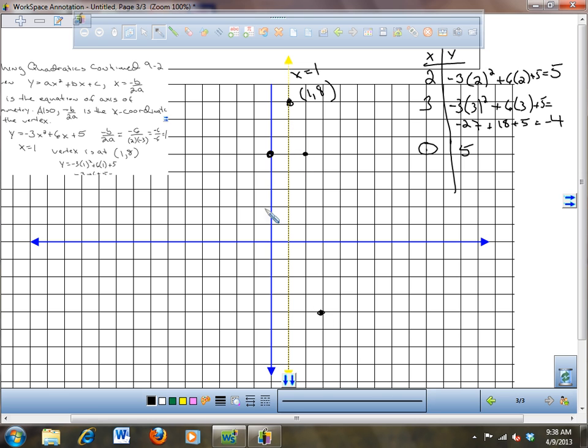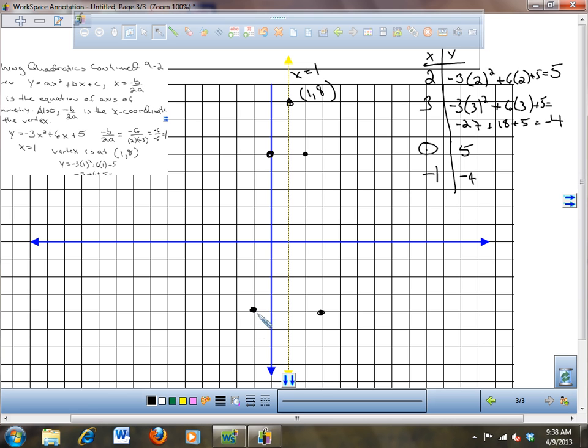And when I plug in negative 1, I'm going to get the point that's symmetric to this point. So that's going to be negative 1, negative 4. See that? Because it's got to be even with this point. So I'm going to go back 1, down 4, and there's that point.